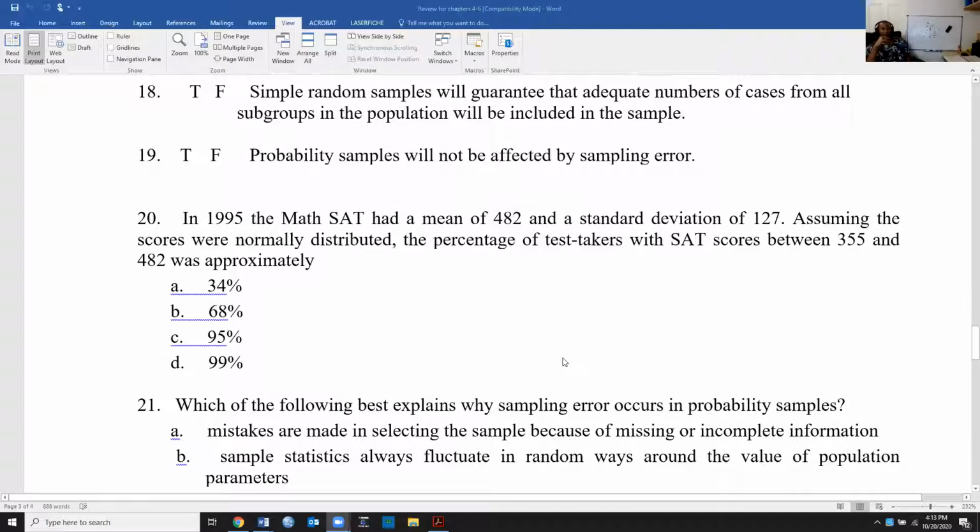Okay, so in 1995, the math SAT had a mean of 482, standard deviation of 127. Assuming the scores were normally distributed, so we have a normal distribution, the percentage of test takers with SAT scores between 355 and 482 was approximately what? Okay, so can anybody explain to me how I'm going to go about approaching this? What am I going to do first?